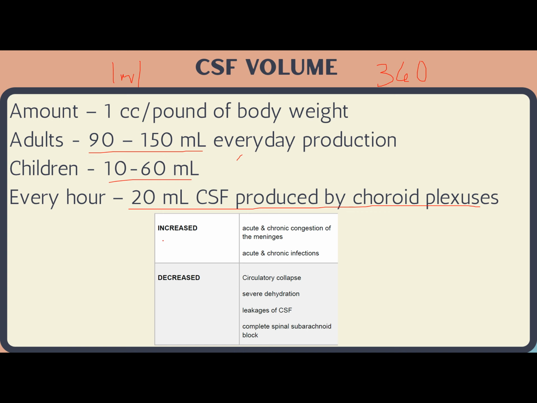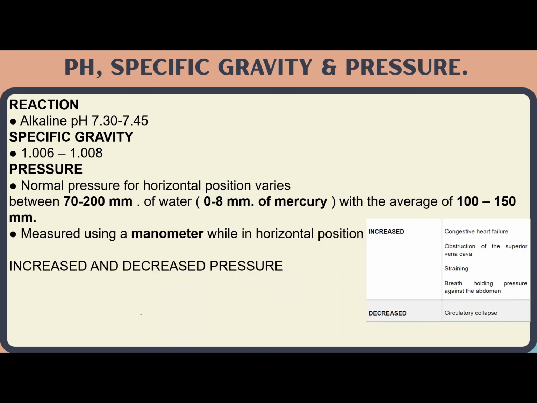Now, CSF volume would be increased in the following diseases: acute and chronic congestion of the meninges, and acute and chronic infection. Decreased volume occurs in circulatory collapse, severe dehydration, leakages of CSF, and complete spinal subarachnoid block.